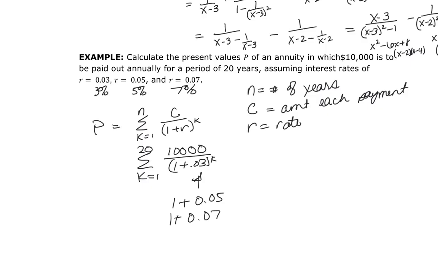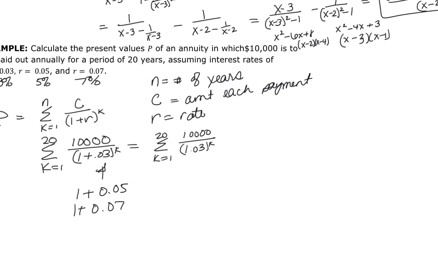Now, if I were to start writing this first one out, well, actually, let me just clean this up. K equals 1 to 20 of 10,000 over 1.03 raised to the k. Now, we know from our series that we can pull that 10,000 out front, and it's not going to change anything in terms of my series. And then it's going to be 1 over 1.03 to the k. Now I have two choices. I can start writing this out term by term, and multiply by 10,000.